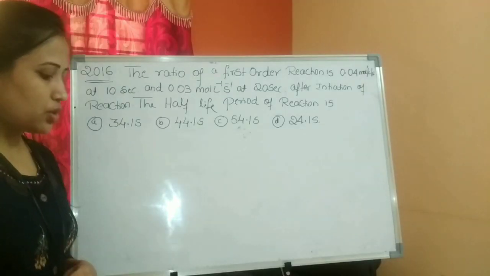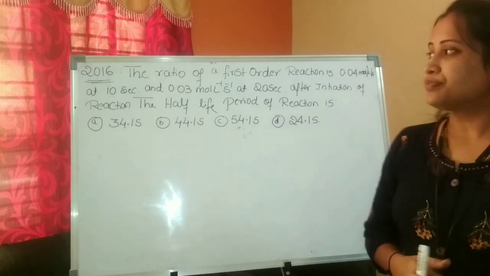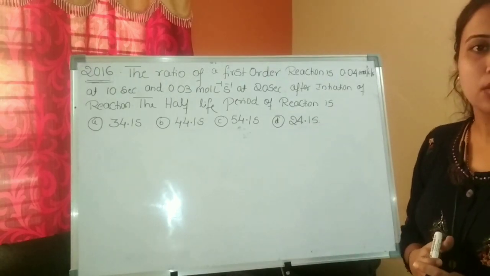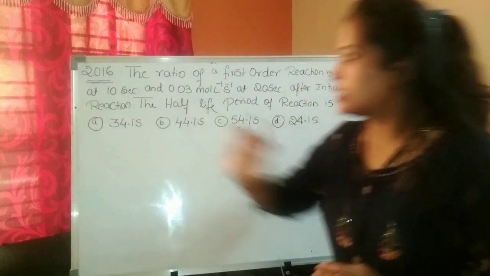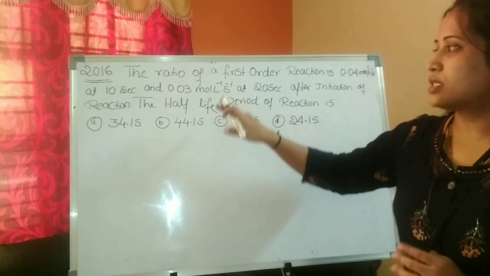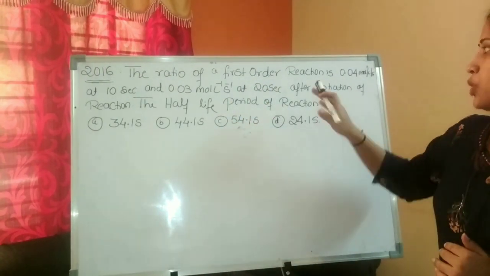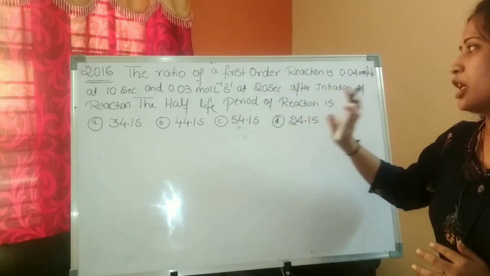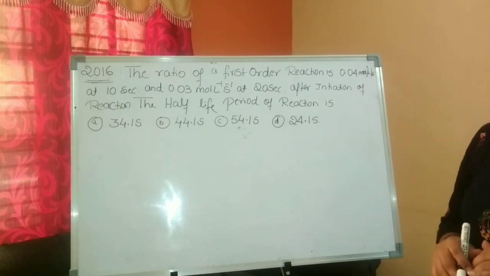So there is another question from 2016. The rate of a first order reaction is 0.04 mole per liter per second at 10 seconds, and 0.03 mole per liter per second at 20 seconds. After initiation of the reaction, they are asking us to calculate the half-life period of the reaction. See what they have given.